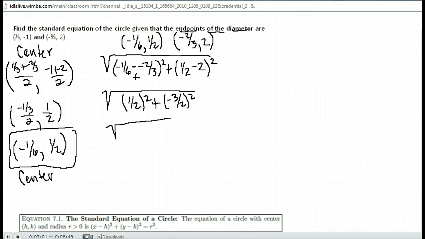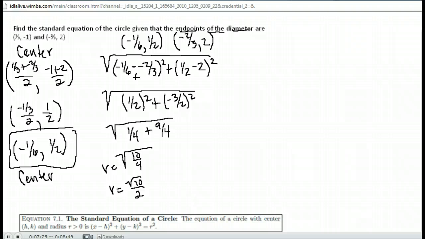We're going to go ahead and square those. 1/2 times 1/2 is 1/4. And negative 3/2 times negative 3/2 is 9/4. If we add those together, 1/4 plus 9/4 gives us 10/4. Our radius is the square root of 10 over 4, which would actually be the square root of 10 over the square root of 4. You can separate numerator and denominator and take their square roots separately. So we get the square root of 10 over 2.